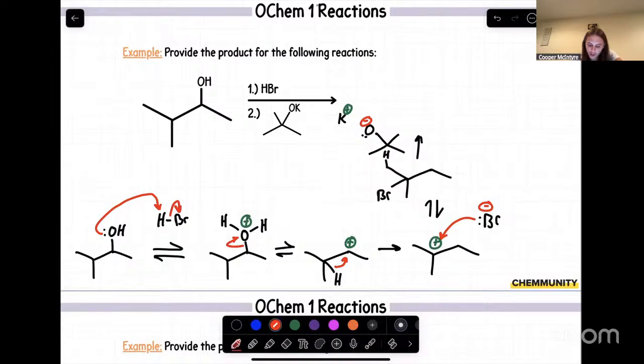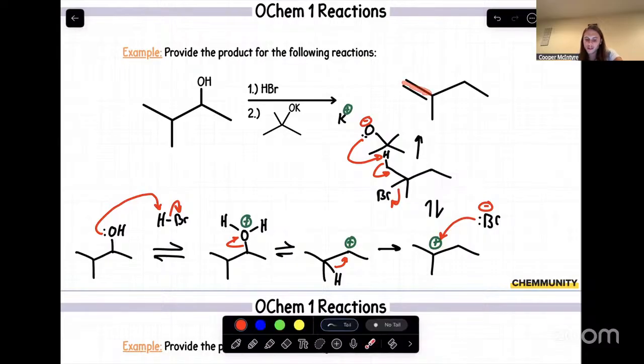So we'll have our electrons steal this hydrogen, fall back on down to form our alkene. And as that's forming our alkene, it'll fall back onto bromine, kicking it out. And then in terms of our final product, we have something that looks like this. Draw everything out. And we have that Hoffman alkene, which is less substituted, since it's between these two carbons as opposed to these two carbons.